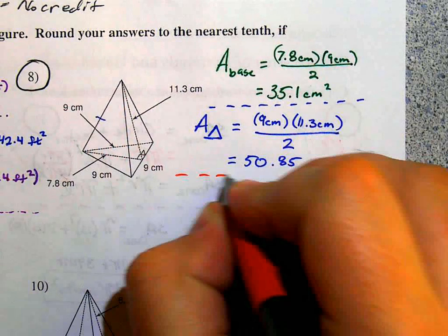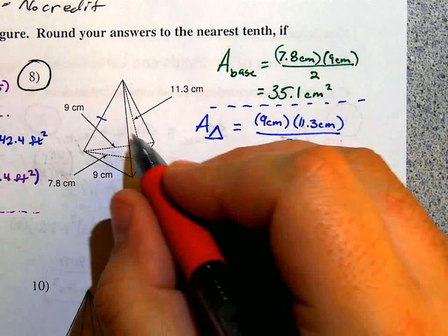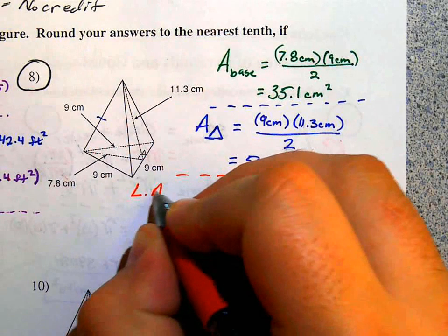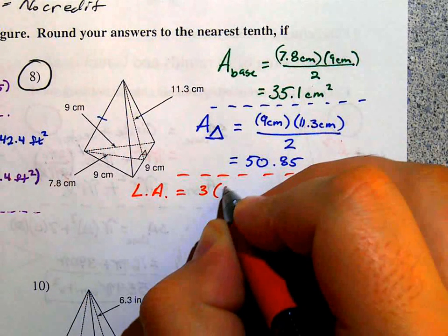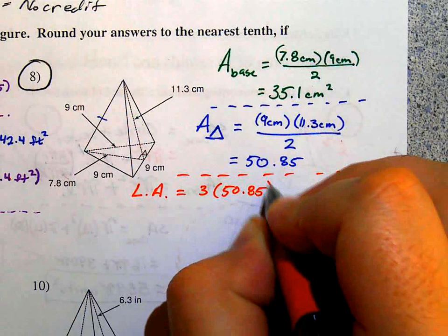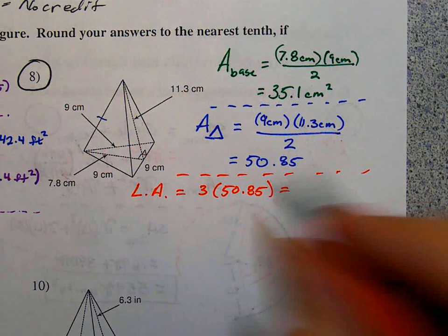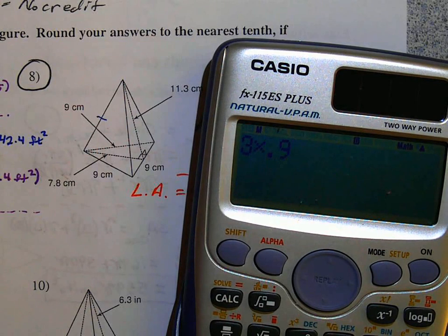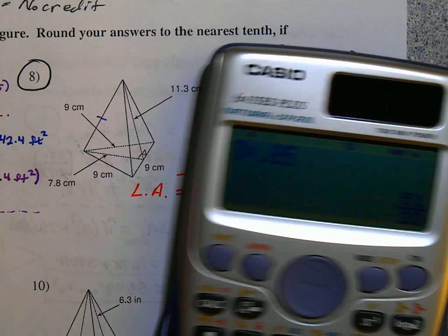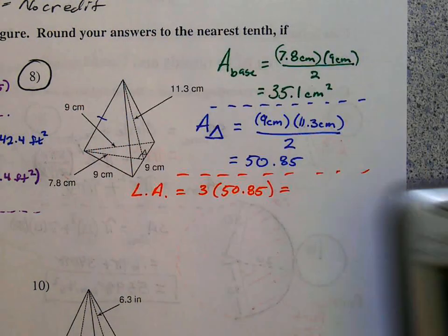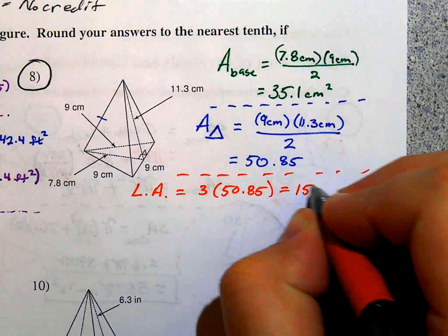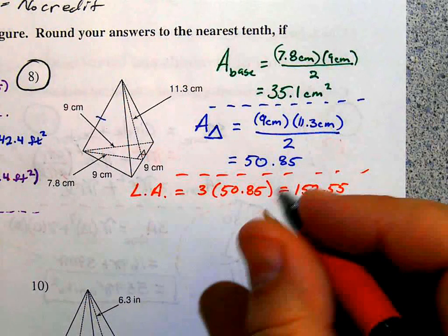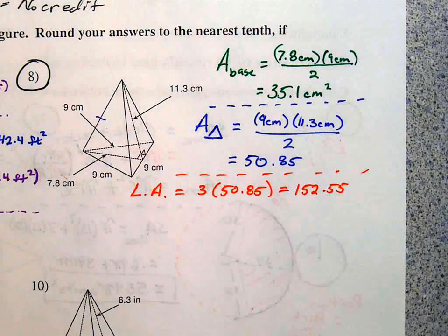But if I have to round, I don't want to use decimals, I'd rather use fractions. All right, so now since we've got this, we need to find the lateral area next. So the lateral area is going to be these 3 triangles, and we said they're all 50.85. So the lateral area is equal to 3 times 50.85, which is going to be 150 plus 3 times 0.85, which equals 2.55. So it's going to be 152.55.